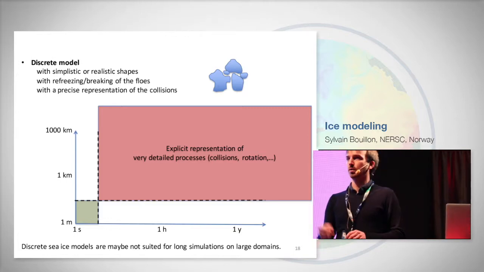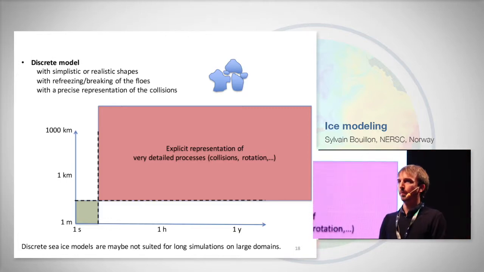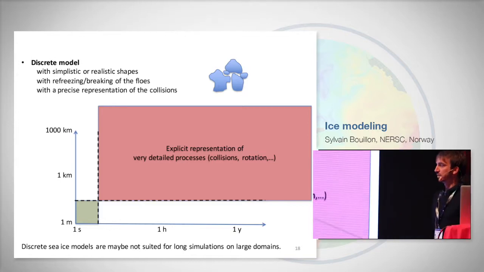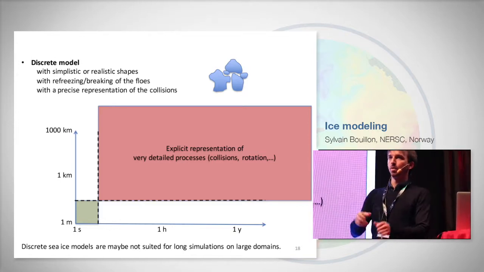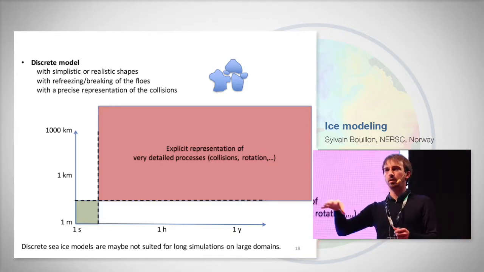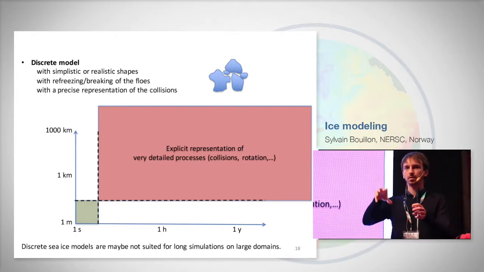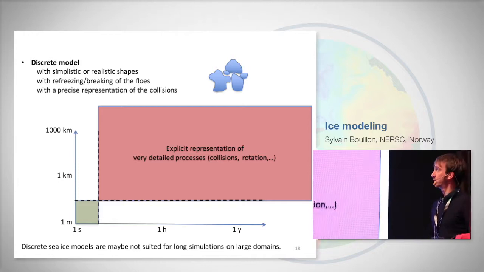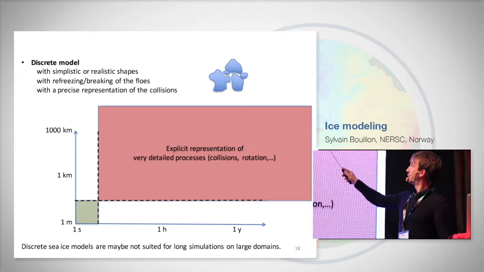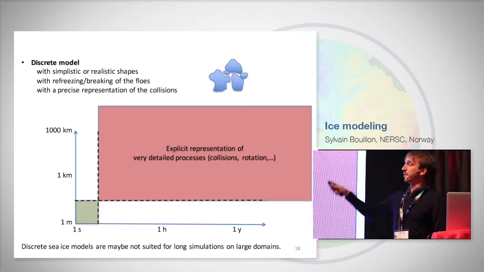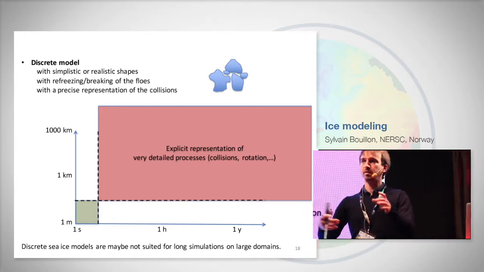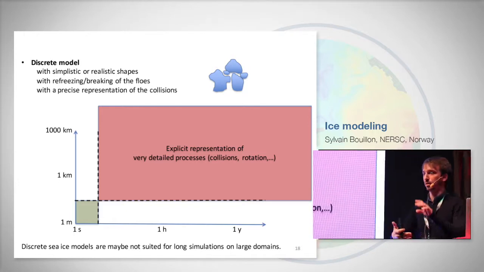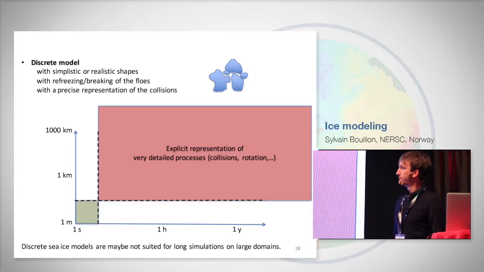There was a second type of model: the discrete models. We saw in the first animation that sea ice was composed of many blocks. With discrete models, you simulate each block individually, and then they can collide, they can merge, they can be broken up.